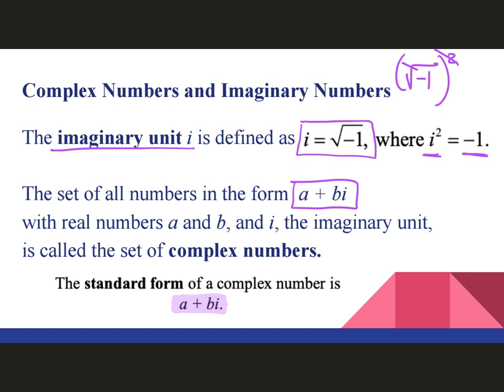So if I say an imaginary number, I'm only talking about i. If I say a complex number, I'm talking about a number where I can write it in this form, where it has a real number part and an imaginary part.